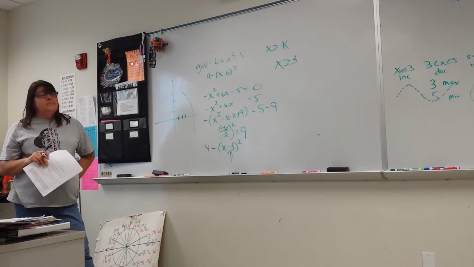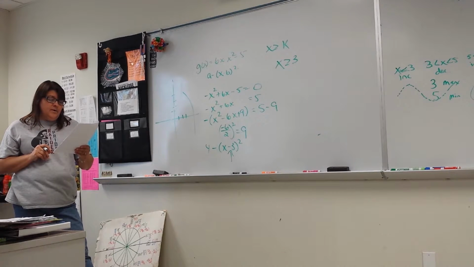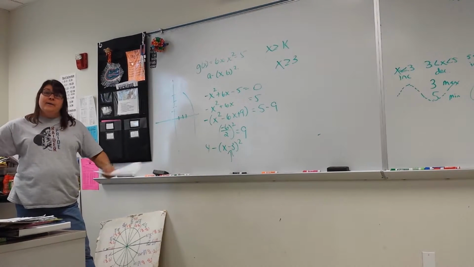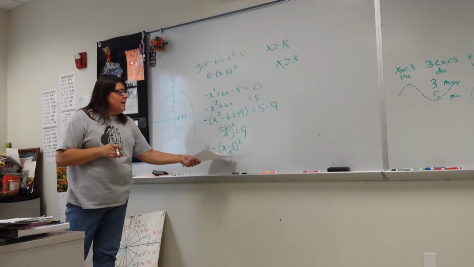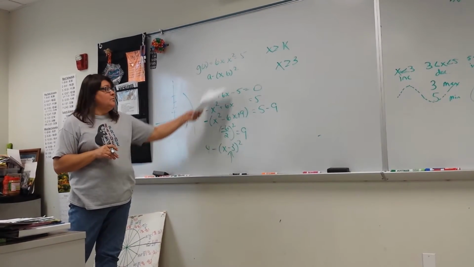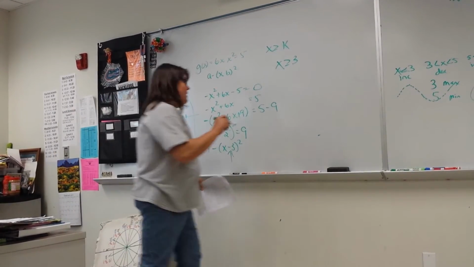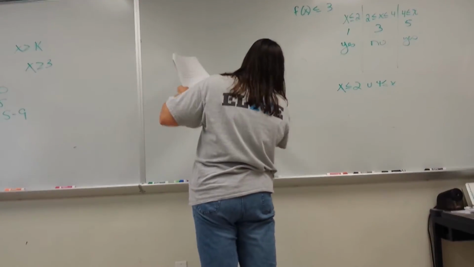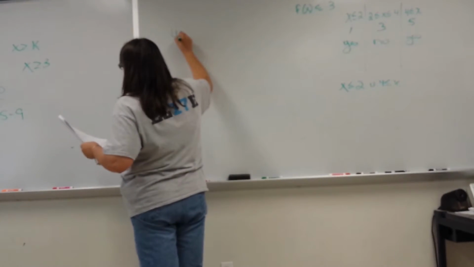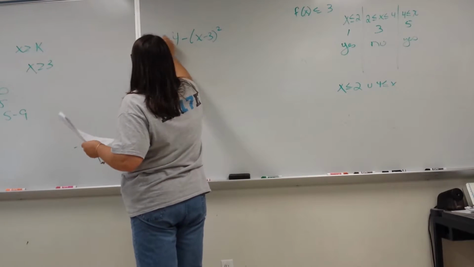Then the next thing says, for this value of k, find the expression for the inverse. I am now allowed to find the inverse because it is 1 to 1. So literally, I'm going to use what I just found to find its inverse. Don't try to do an inverse from here. Do it from here, right. So right now, I have 4 minus x minus 3 squared, and that is equal to y.